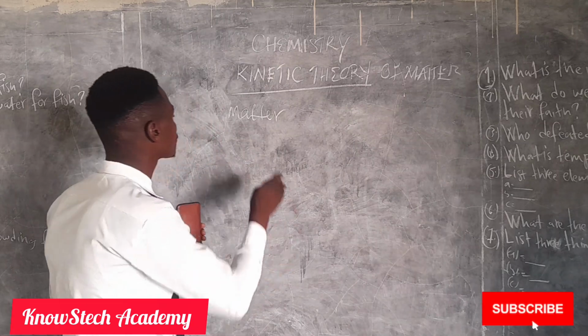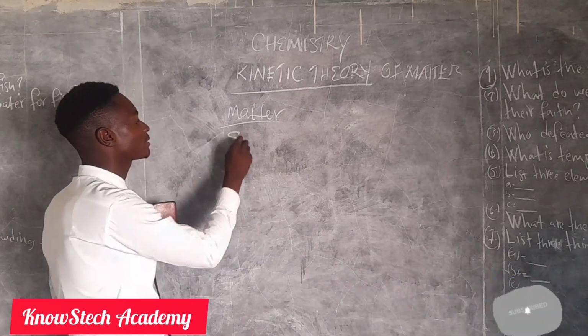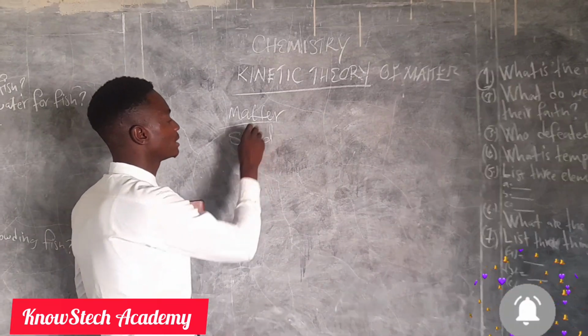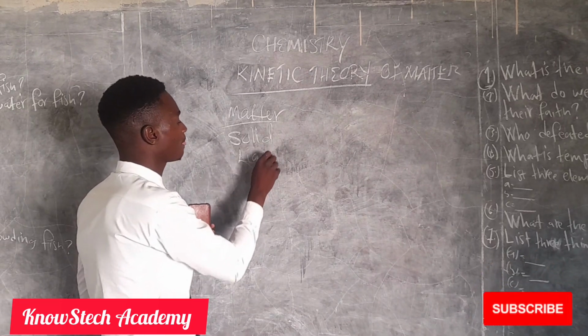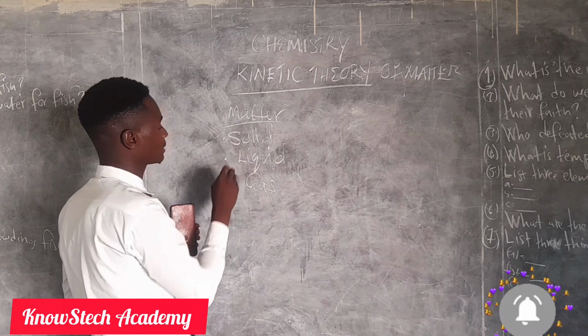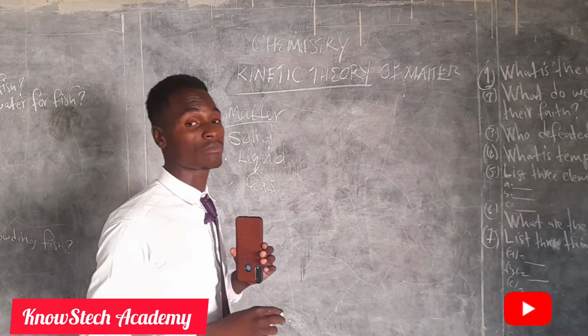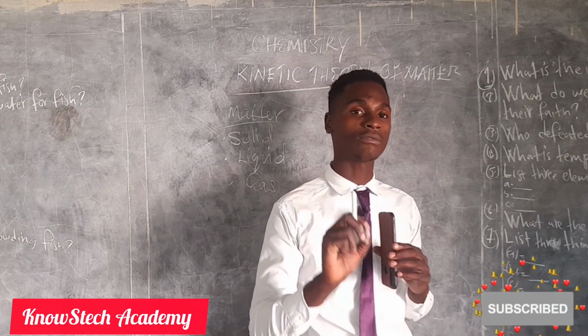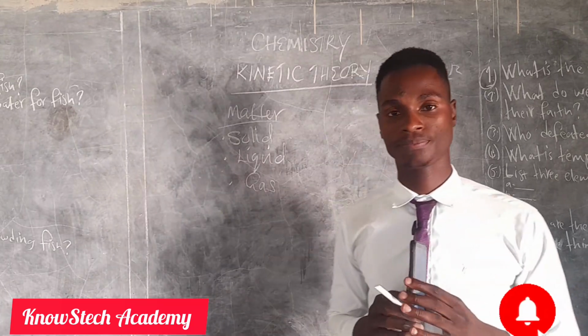Okay. So we have three. We have what we call solid, liquid, and gas. These are phases of matter or states of matter.